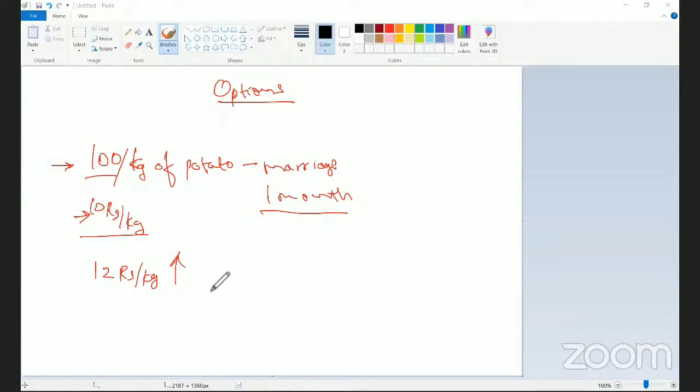The next reason can be, since we are blocking it now, I don't want to take the risk for a month's period. Suppose the prices go up and I give it to you at 10 rupees per kg, then I don't want to take that chance. So the risk associated for me is worth 2 rupees. That's why I want 12 rupees. So that is another way of looking at it. That's the risk factor. That's the uncertainty for holding it for you for a period of a month.